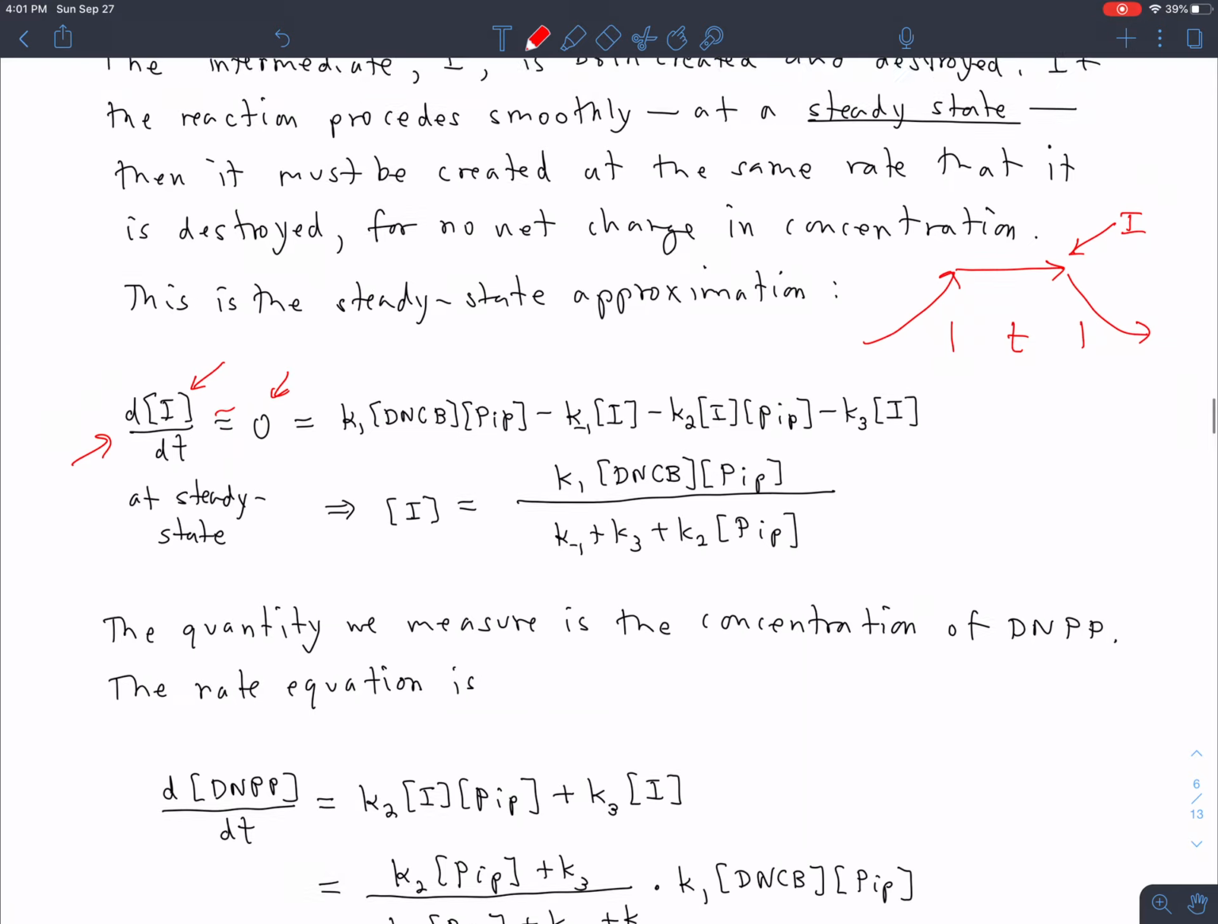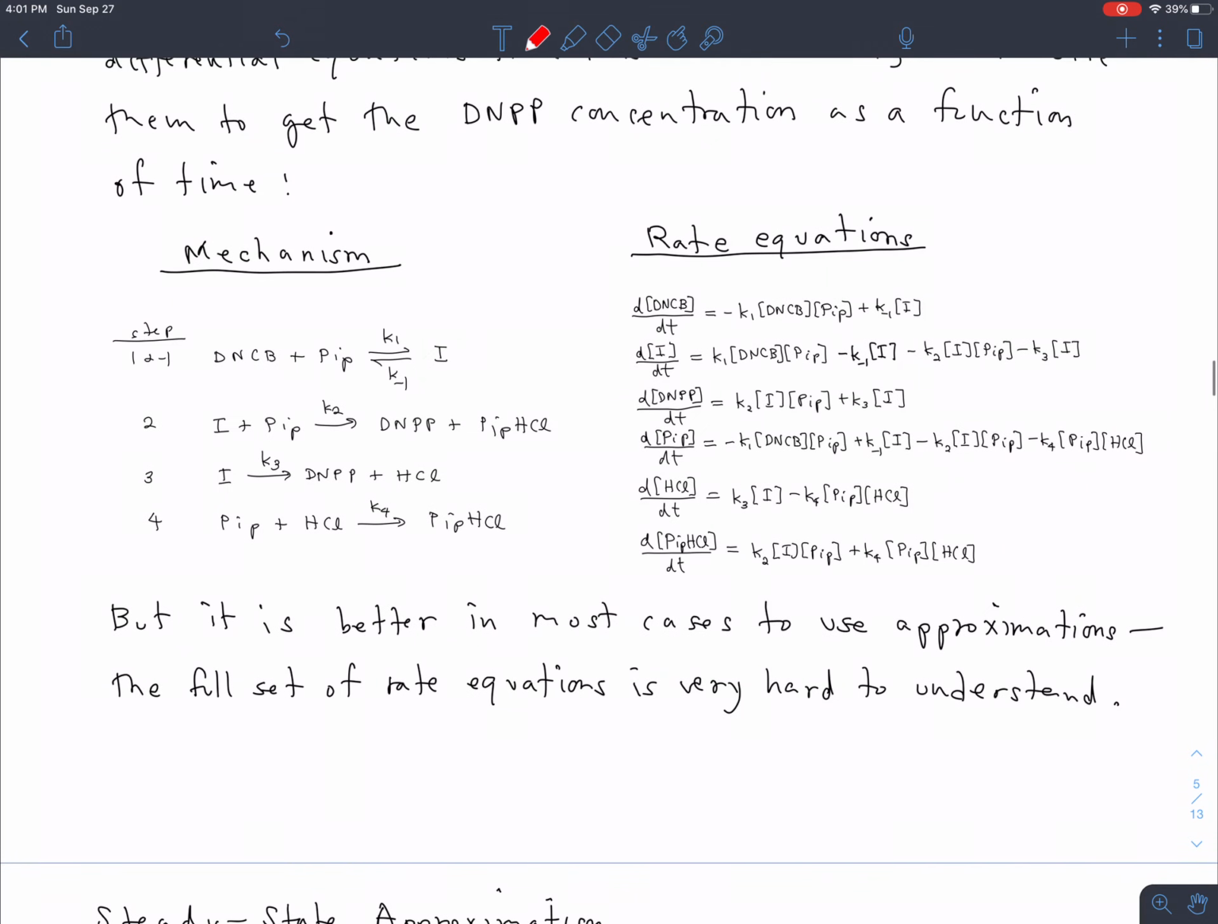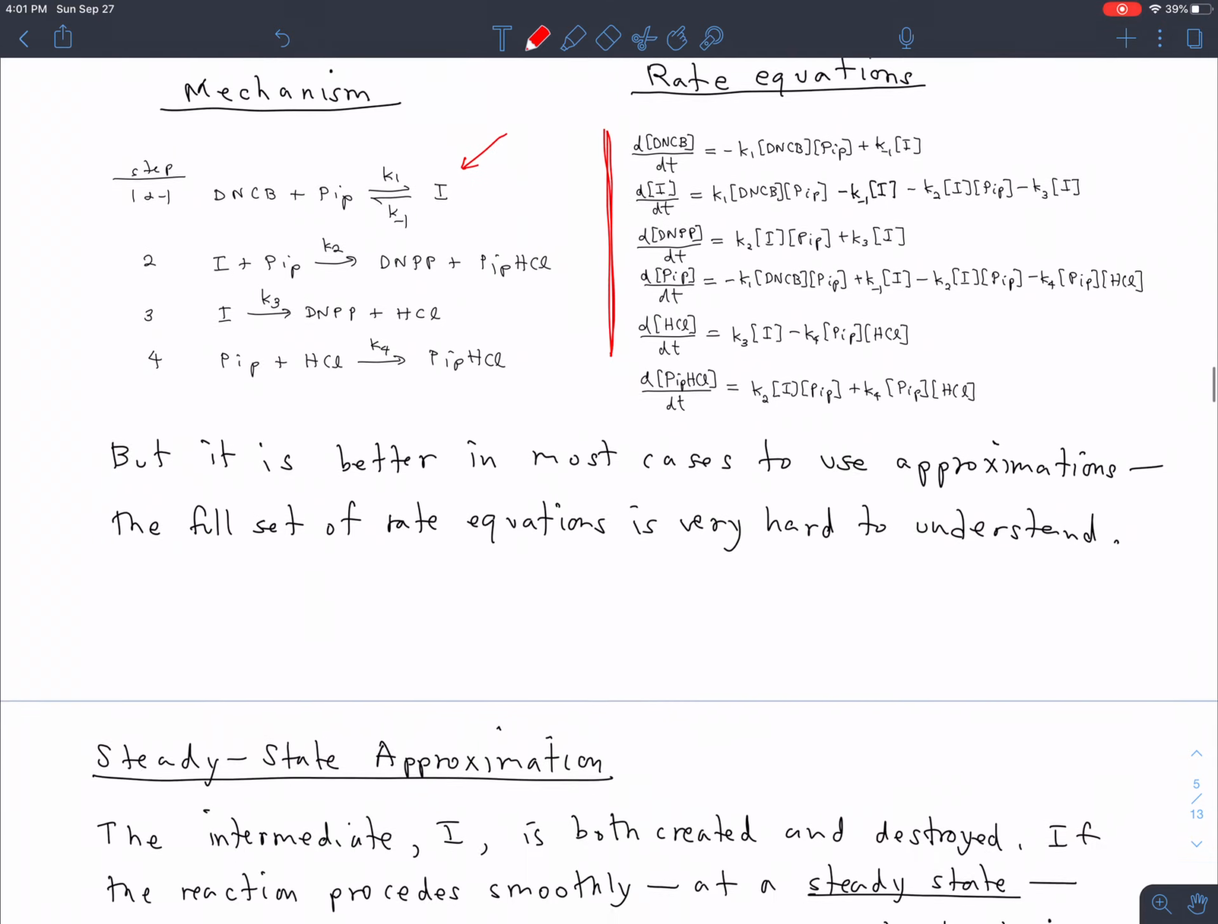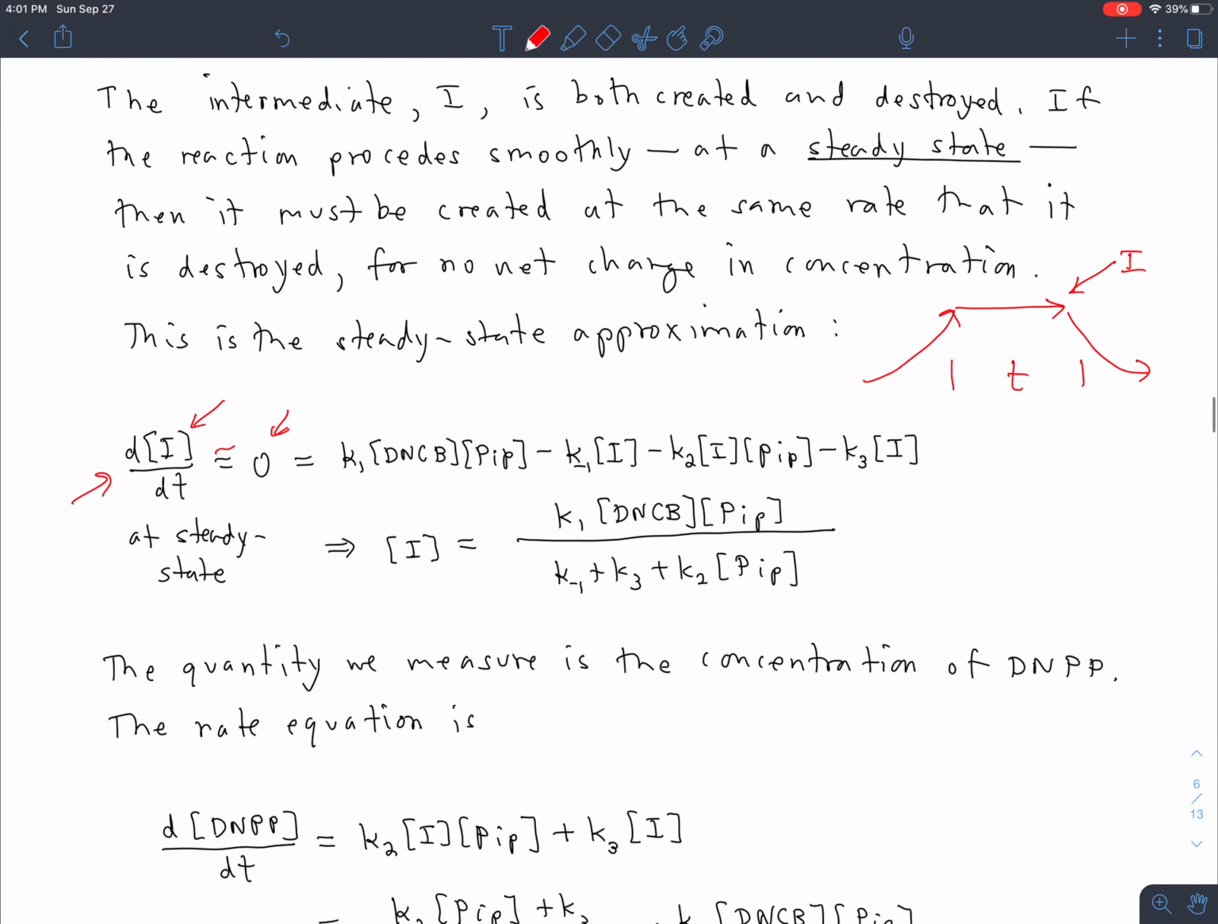But it's an extremely useful one, and it's one that can usually be made. Almost every mechanism has at least one intermediate. This mechanism is actually kind of unusual because it has only one intermediate. Lots of mechanisms have multiple intermediates. And then it's possible to set all of those intermediate concentrations' rates of change to zero, and that usually helps simplify big systems of equations like this an enormous amount. It helps in this case too.